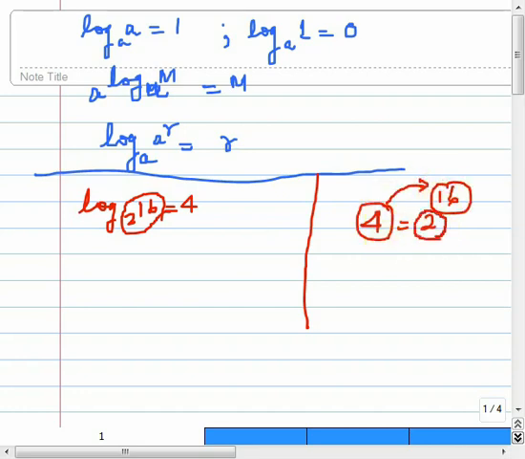And this is the base, so the position of the base is unchanged. That is, our actual equation will become like this. So the exponential equivalent of this is 2 to the power 4 is equal to 16. Another problem, our logarithmic function is given like this.